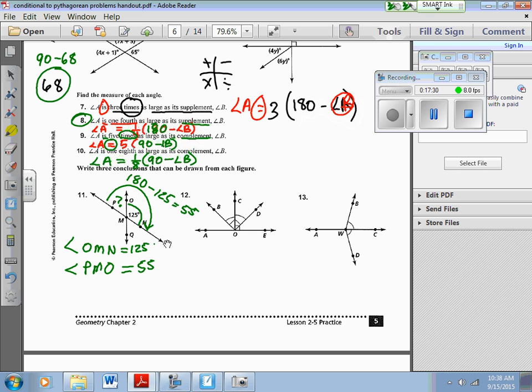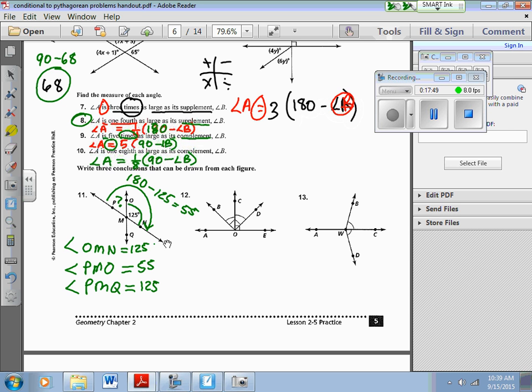And then the opposite side of 125 is also 125. And what letters would make up that? PMQ is also 125. What are those angles called? Vertical. Everybody agree?